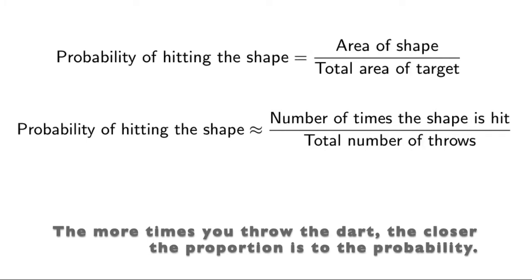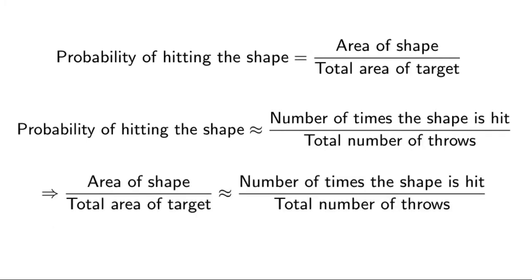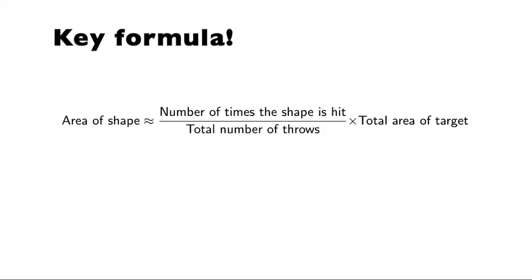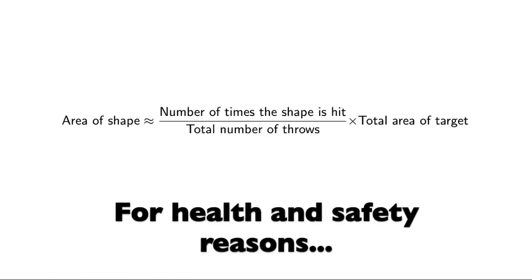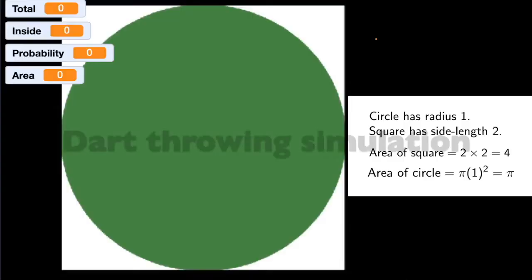Now, combining these two formulas, we have this thing over here. This is the key formula that we're going to use. We just do a little rearrangement, and we have this thing over here. So the area of the shape, remember, that's the thing we're trying to estimate, is approximately equal to the proportion of times the shape is hit times the total area of the target. Now, obviously, I'm not going to be throwing darts at anything. So what we're going to do is use a computer to simulate this.